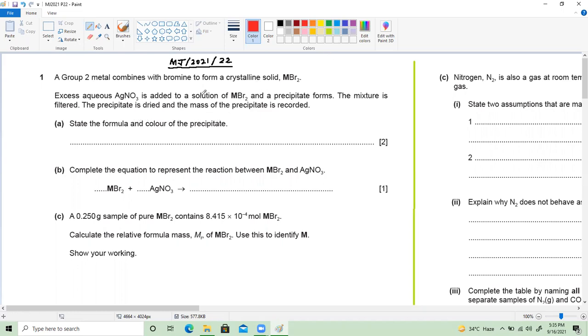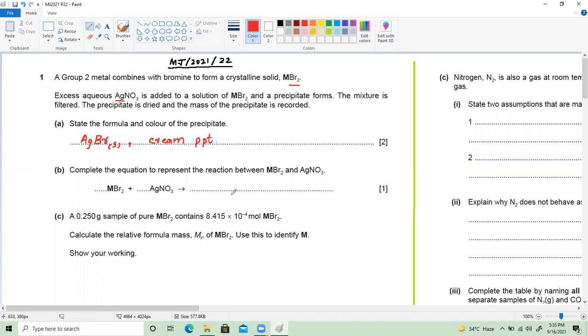Now we know that in order to identify the type of halogen atom, the color is cream, because when silver nitrate is added to bromide, it forms a cream precipitate. So the silver ion actually reacts with the bromide ion from MBr2, and the precipitate formed, that is silver bromide, is a cream colored precipitate.